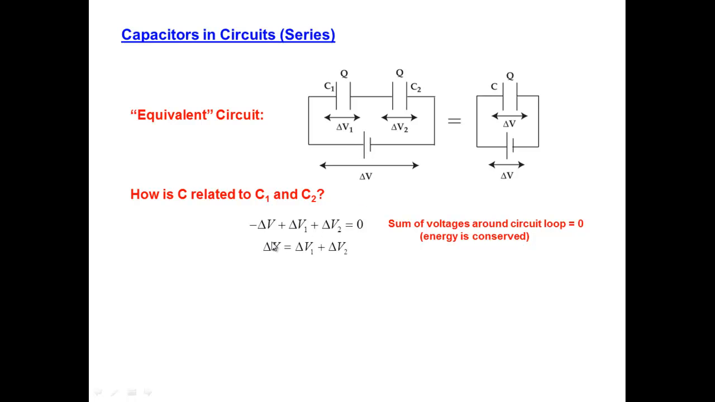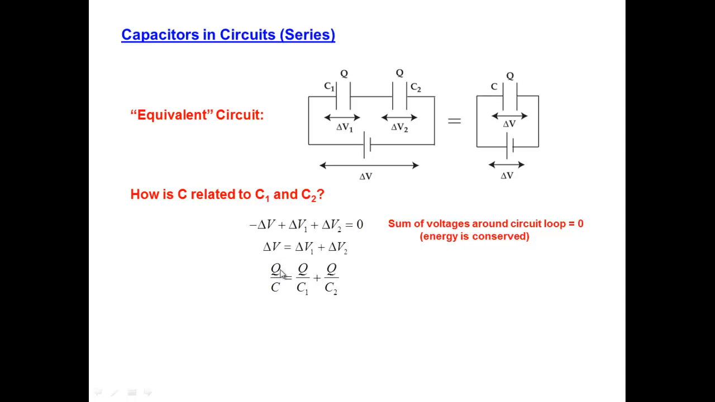So what we can do with that, of course, is write that delta V is equal to delta V1 plus delta V2. So if the battery supplies 9 volts, maybe one capacitor will have a voltage of 6 volts and the other will be 3 volts, and they'll add up to the original 9 volts. It depends on the capacitance values. Now, using the definition of capacitance, C equals Q over delta V, we can solve for delta V and write it as Q over C.